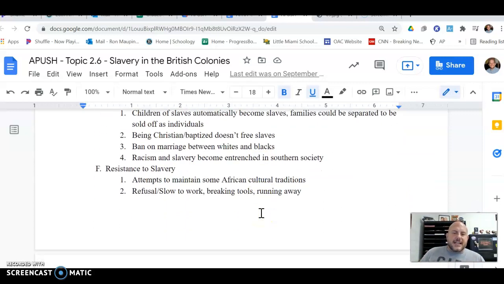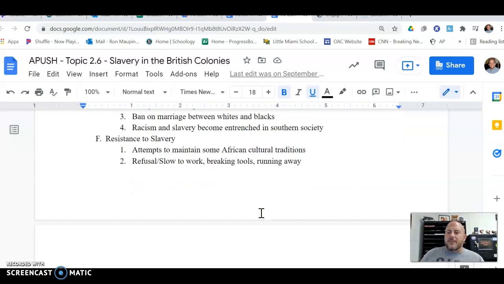Now, as slavery becomes more and more common, more and more entrenched, we do see at the same time slaves trying to withstand these conditions. Remember, these are brutal conditions. So we saw attempts such as working slow or maybe refusing to work, sabotaging tools and equipment, maybe even running away as a very desperate attempt to try to avoid slave labor.